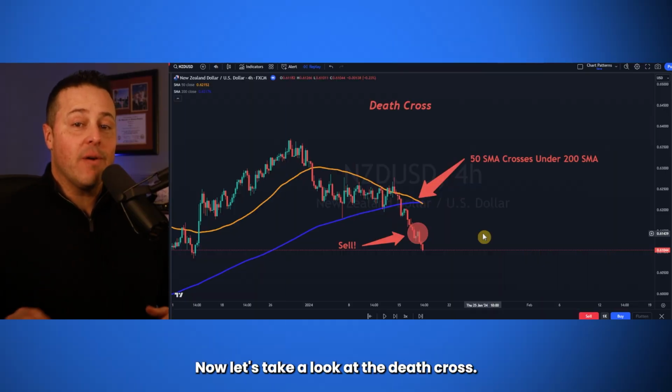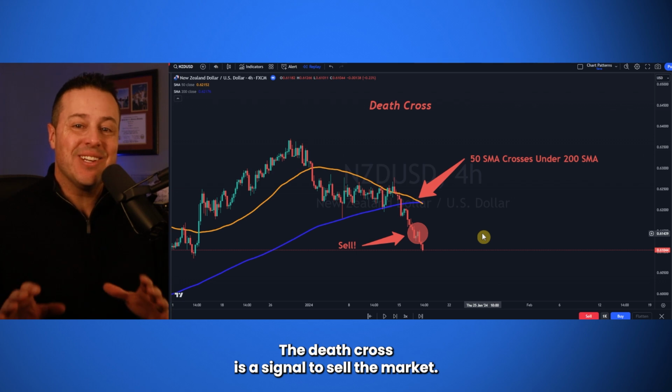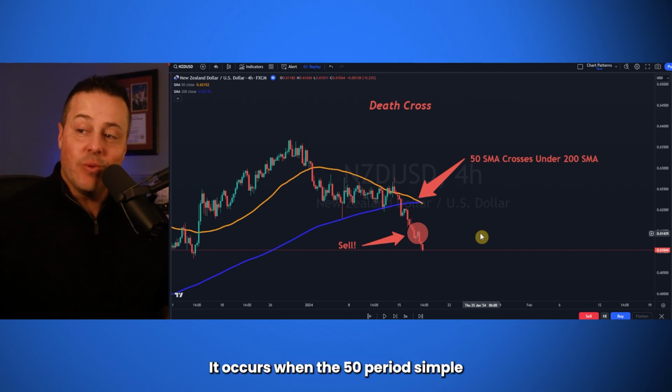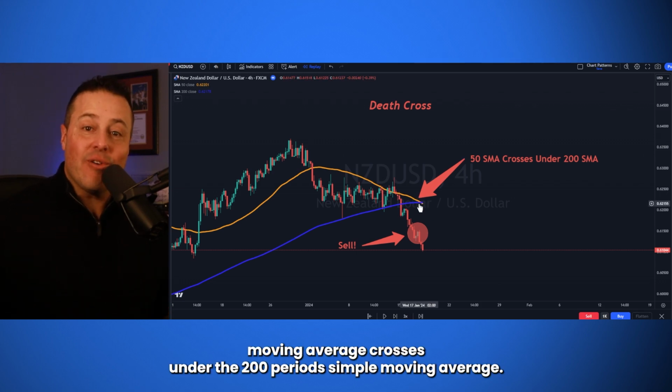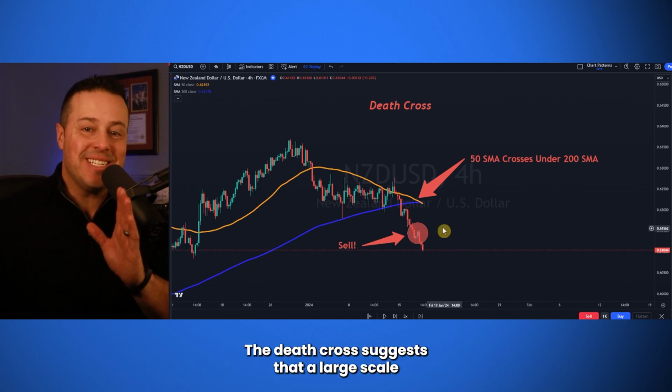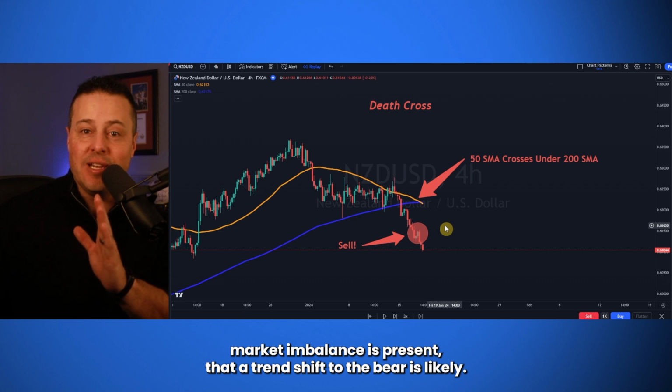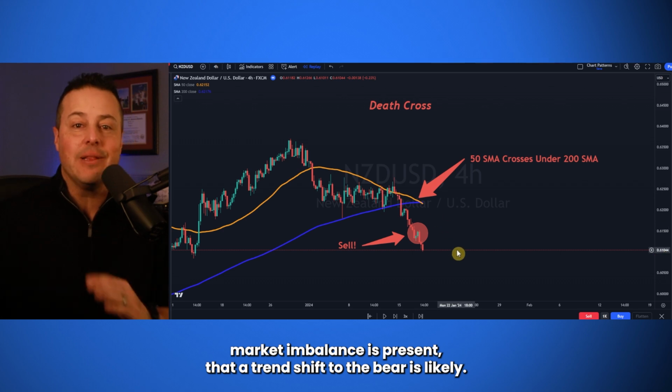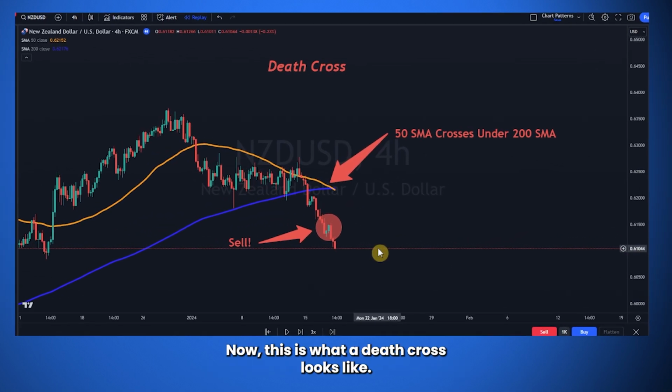Now let's take a look at the death cross. The death cross is a signal to sell the market. It occurs when the 50-period simple moving average crosses under the 200-period simple moving average. The death cross suggests that a large-scale market imbalance is present and that a trend shift to the bear is likely. Now, this is what a death cross looks like.